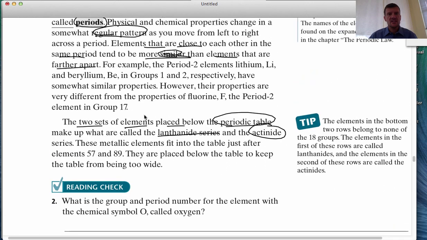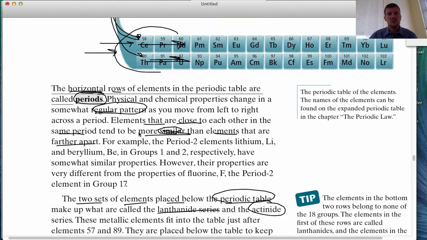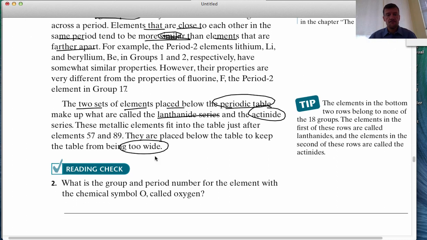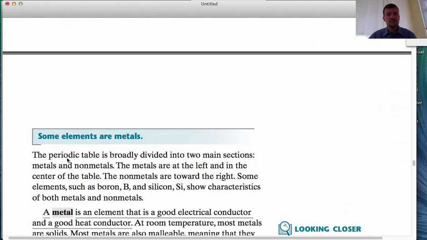And the only reason these rows are pulled out and put below sometimes is just because if they were placed in there, the periodic table would be very, very wide. So they're just pulled out, placed below, and then the periodic table is pushed together just to make it a little more compact. That's the only reason. Okay? You can answer reading check number 2 here.